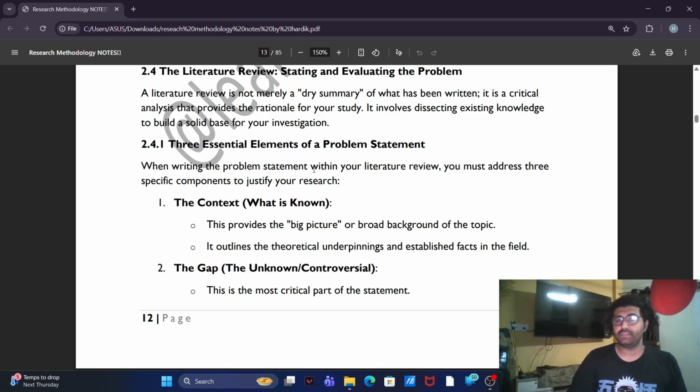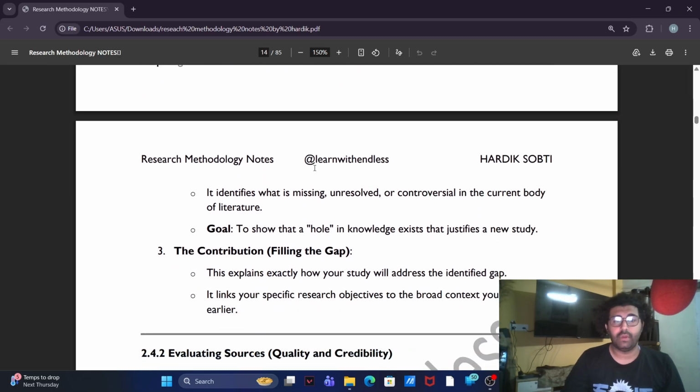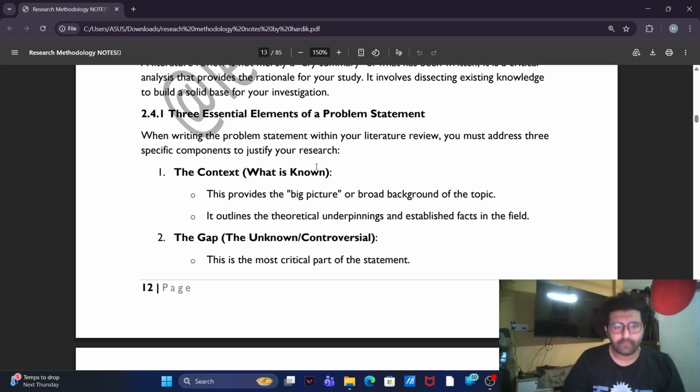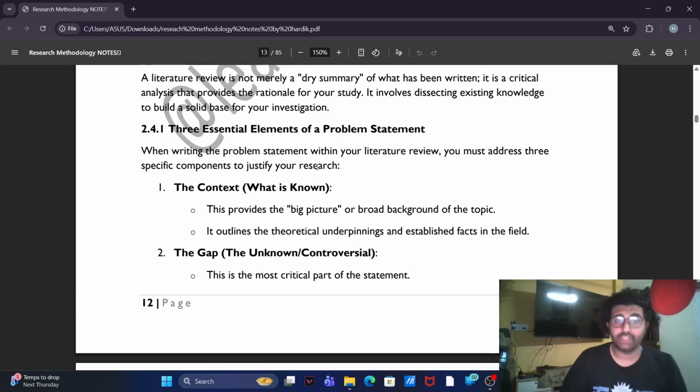When writing the problem statement within your literature review, you must address these three specific components to justify your research, and they are the context, the gap, and the contribution. Let's discuss them one by one. The context: what is known. This provides the big picture or broad background of the topic. It outlines the theoretical underpinnings and established facts in the field.